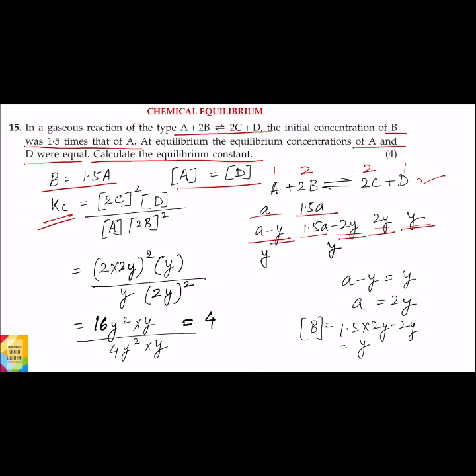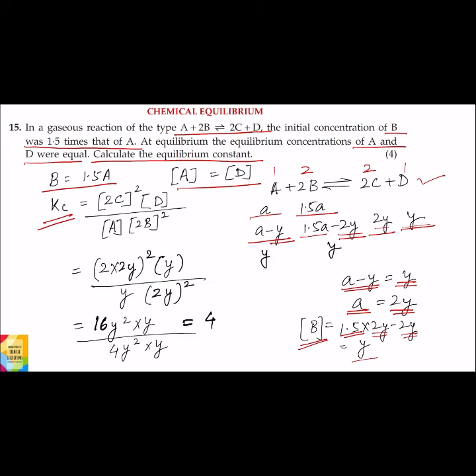Now it is given that concentration of A is same as that of D, so A minus y is equal to y, therefore A is equal to 2y, and B is equal to 1.5 into A minus 2y. So equilibrium concentration of B will be equal to 1.5 into 2y minus 2y, which is equal to y.